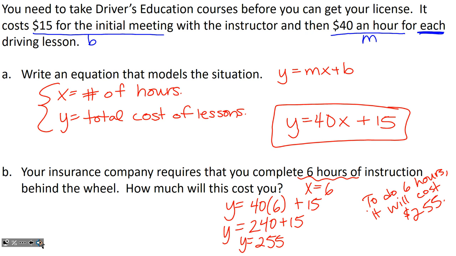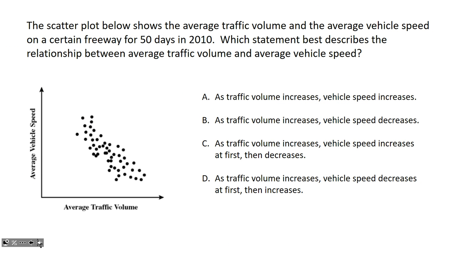All right, next one. So a scatter plot. The scatter plot below shows the average traffic volume and the average vehicle speed on a certain freeway for 50 days in 2010. Which statement best describes the relationship between average traffic volume and average vehicle speed? If I look at this pattern, it goes in this direction, right? Because it's going down from left to right, it's going like this.